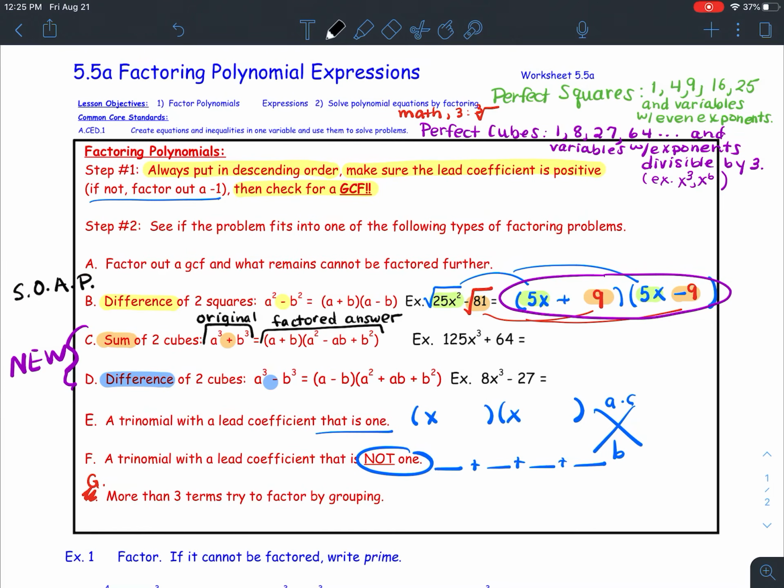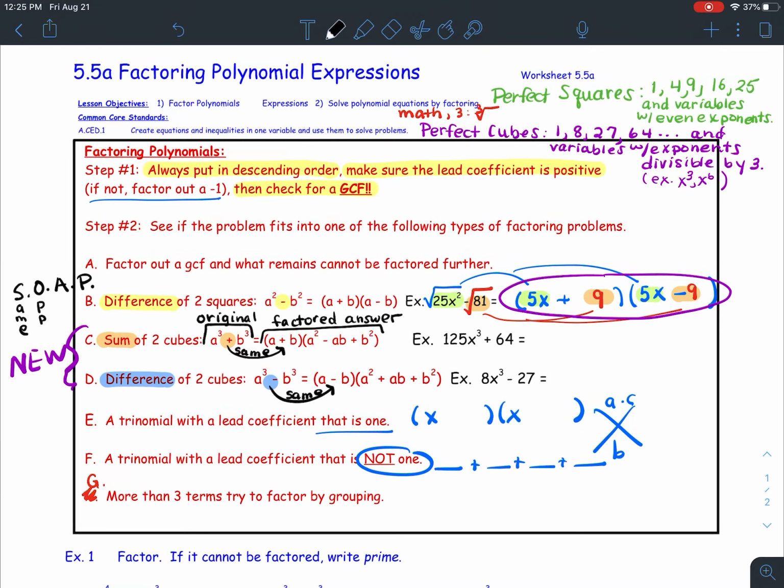The acronym is SOAP, okay? Now, the S stands for same, meaning if your original problem is a sum of 2 cubes, then the sign that goes in the middle of your binomial should be the same sign. If your problem is a difference of 2 cubes, then the sign that goes in the middle of the binomial should be the same as the original problem.